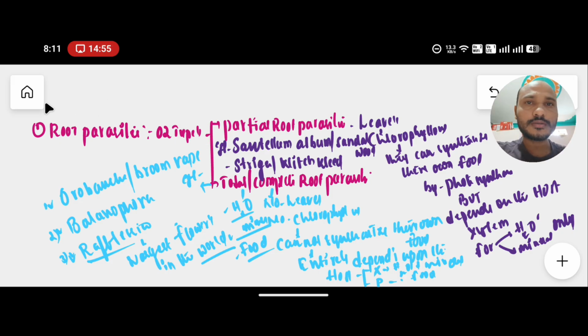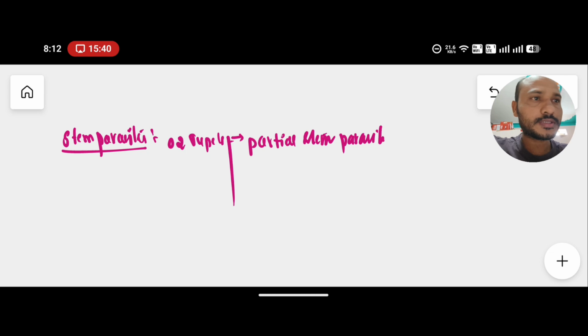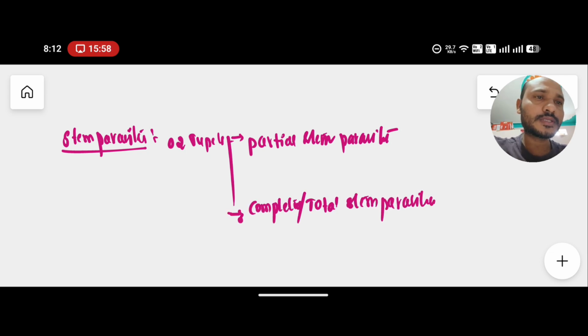Now we move on to another parasitic plant, that is stem parasitic plants. In stem also we have two types, partial stem parasites and complete or total stem parasites. Now we will discuss each type. The major difference between root parasite and stem parasite is only the part of the host to which the parasitic plant is attached, either root or stem. If the parasitic plant attaches to the root, then it is a root parasite. If it attaches to the host stem, then it is called a stem parasite. That's it, and we have just discussed root parasitic plants.